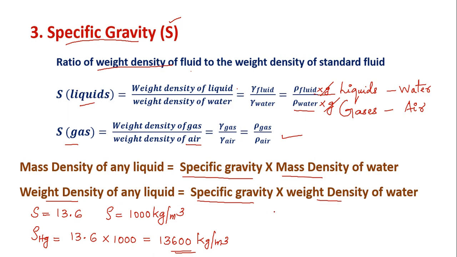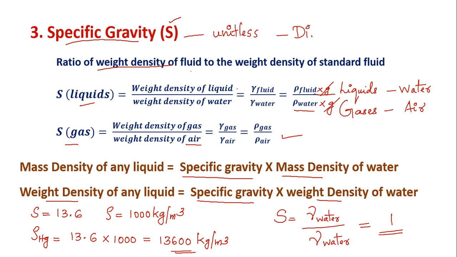Now we will calculate specific gravity of water. So specific gravity of water will be weight density of water divided by weight density of standard fluid, that is water itself. So specific gravity of water, we will get it as 1. Now, what will be the unit of specific gravity? Since it is a ratio between two densities, specific gravity is unitless. It is a dimensionless quantity.